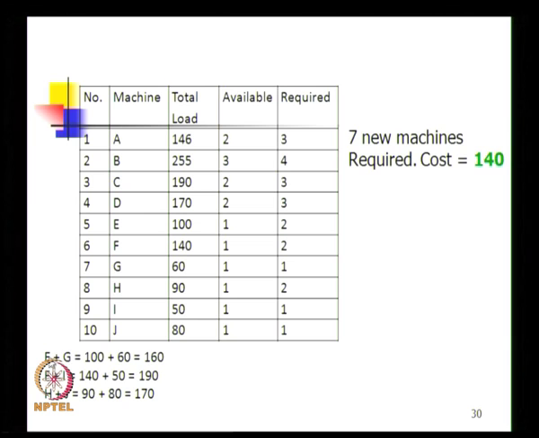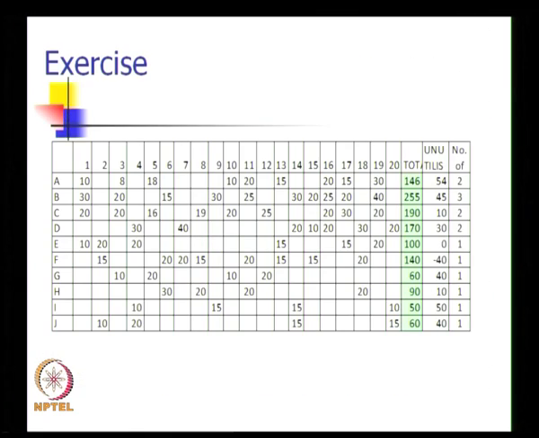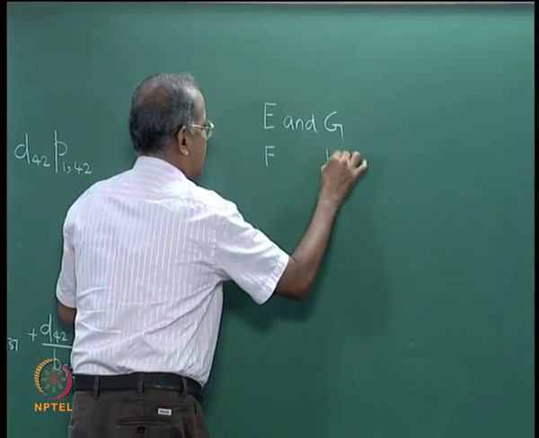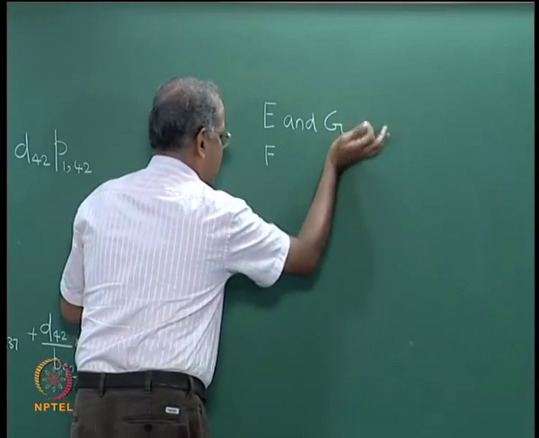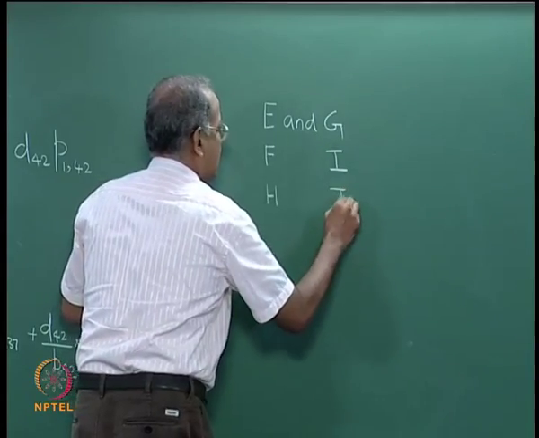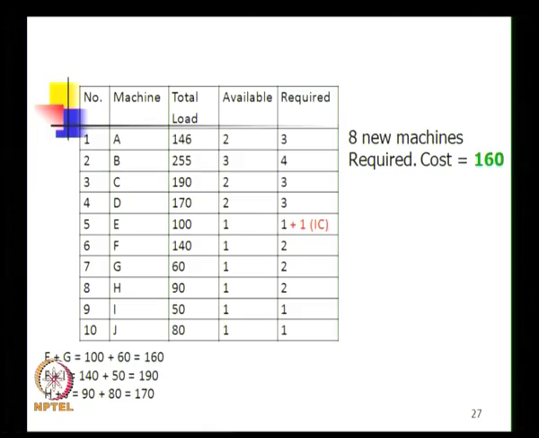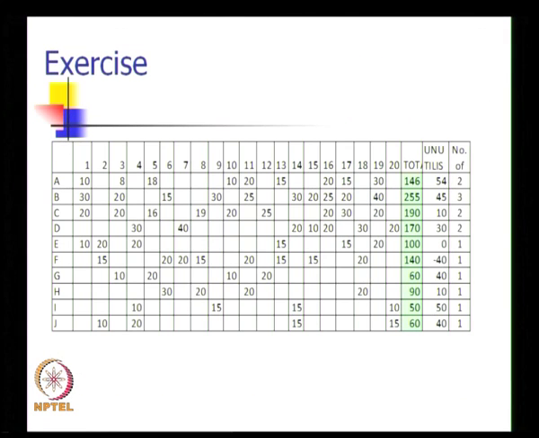The additional data says that now E and G, F and I, H and J. So we look at these machine combinations, E and G, F and I, H and J. So we write these combinations, E and G, F and H, F and I, and H and J. So what we are going to say is that these machines can be used interchangeably.